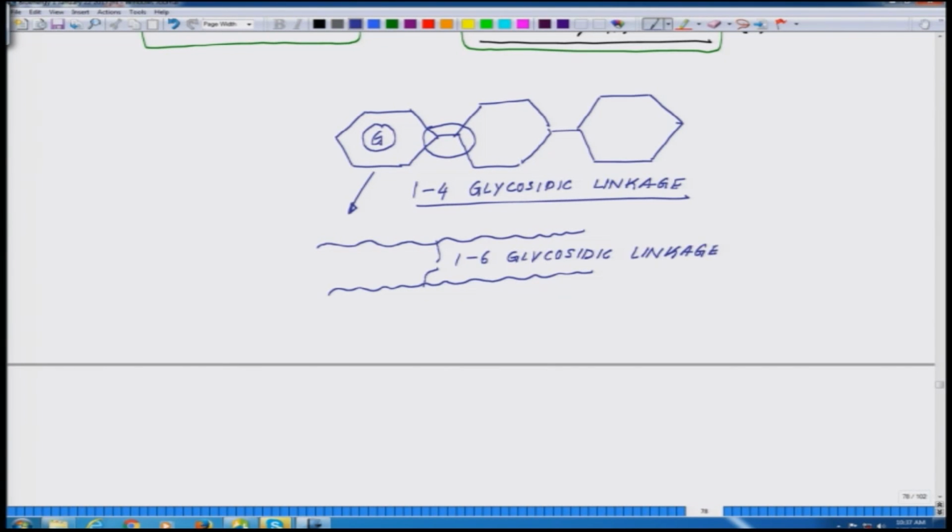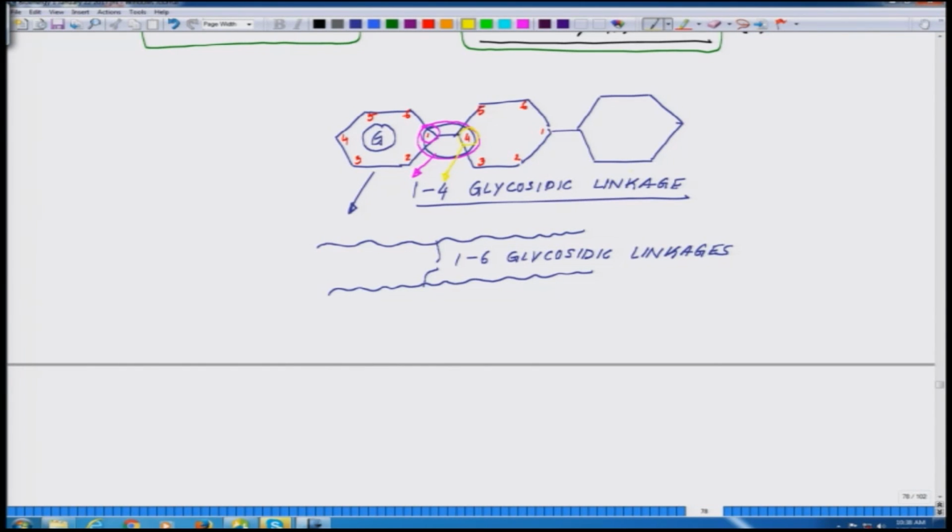So what do that 1 and 4 mean? If you start numbering them, this is 1, 2, 3, 4, 5, 6. Okay. Similarly here if I number them 1, 2, 3, 4, 5, 6. So if you see the bond which is forming here, it is forming between carbon 1 and carbon 4. That is what it represents: the 1 of the first one, this one, and the 4 of the second one, this one. Okay. So that makes it 1,4 glycosidic, because both of them are glucose molecules, glycosidic linkage.